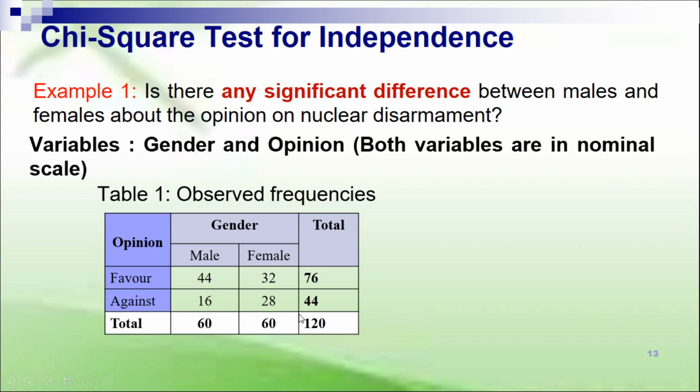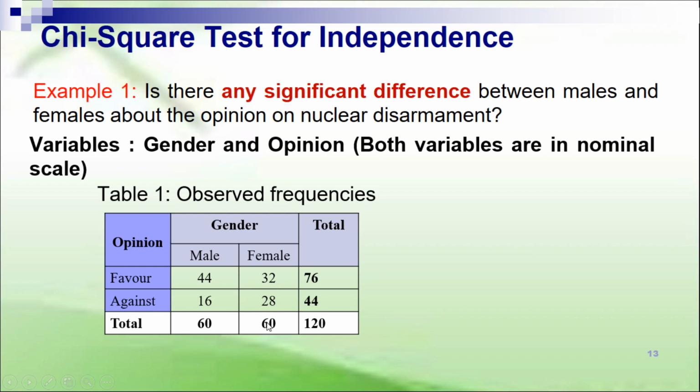Of them, 44 belong to male and favor. 32 of them are in favor, that means they made a favor decision, and those 32 are female. 44 in favor, and those are male. Out of this 120, 76 of them are in favor. Likewise, the total male number 44 are in favor, and 16 males are against nuclear disarmament. Then the sum of these two produces the number of males in that sample. Number of females 32 plus 28.